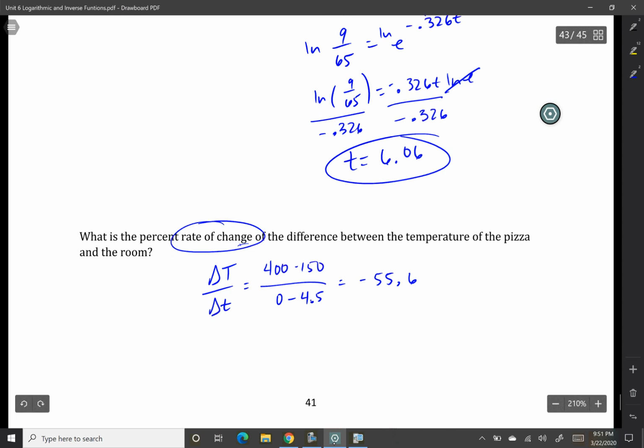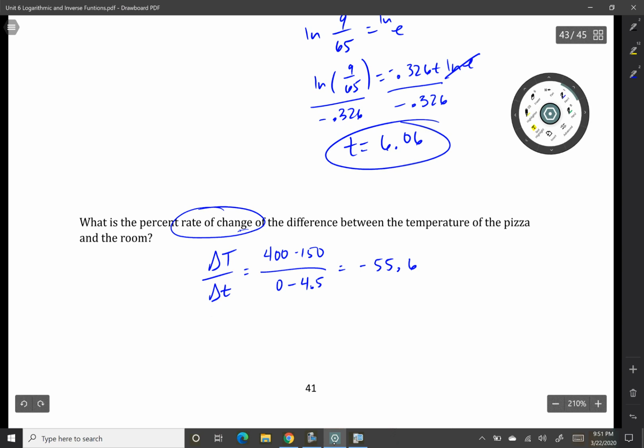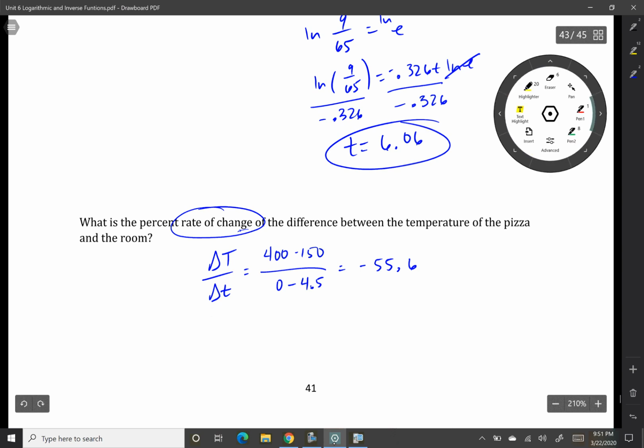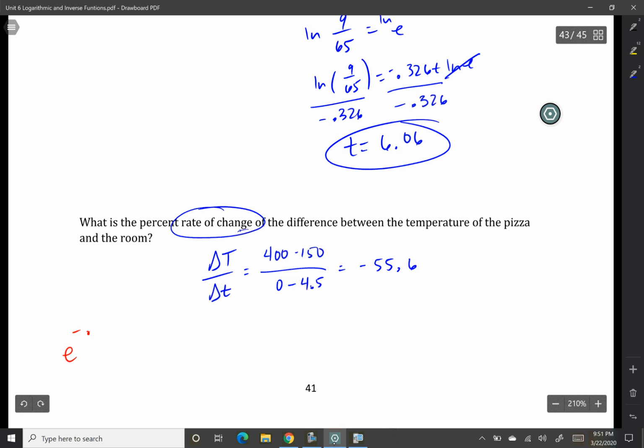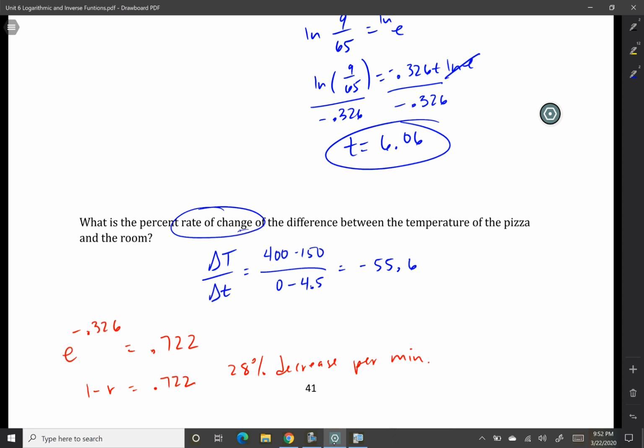So we could even go through and go one step further here and say, what is that value of e to the negative 0.326? So if I do second e negative 0.326, I get 0.722, right? Which is really the same thing as 1 minus r. So if I subtract 1, I'm going to get about a 28% decrease per minute. That's an approximate because it's rounded. It's 27.8.